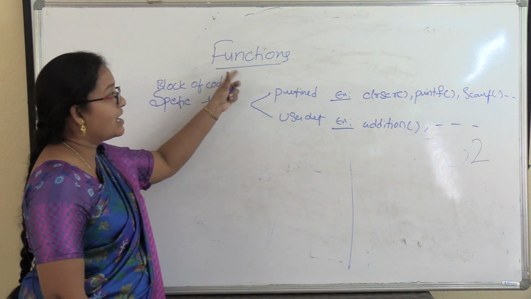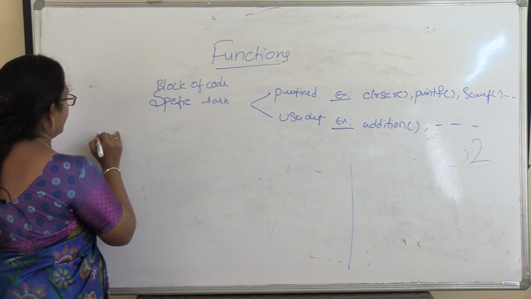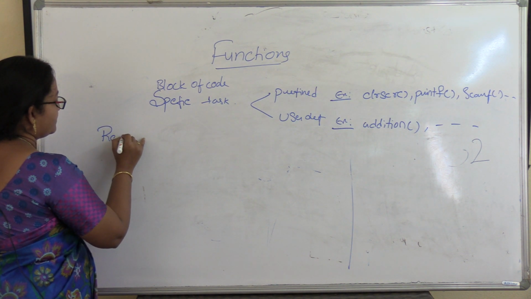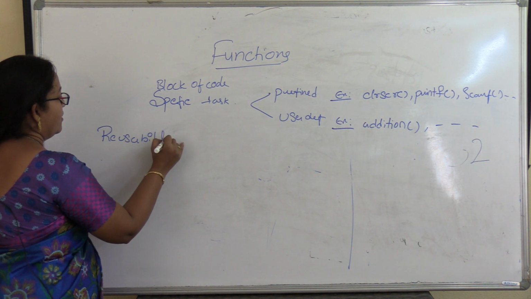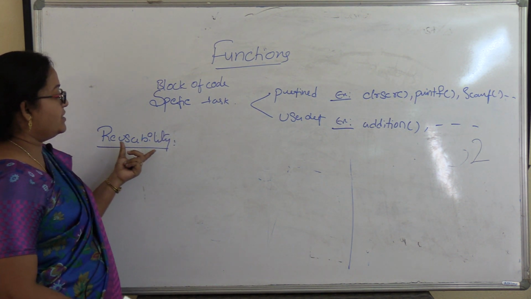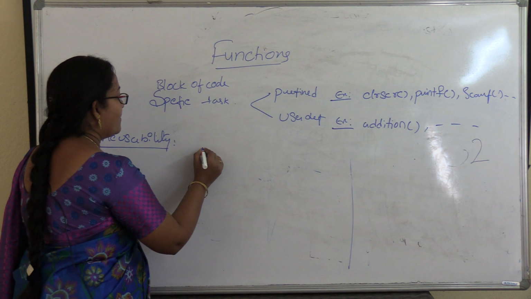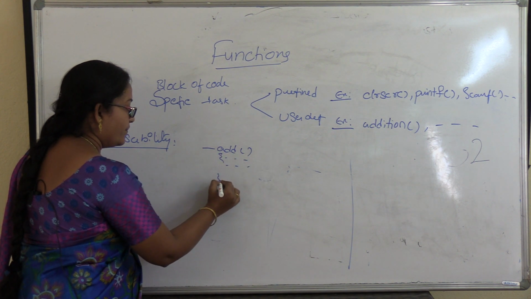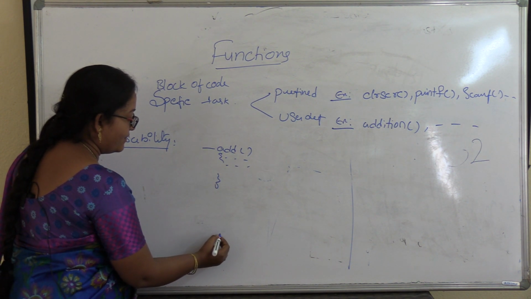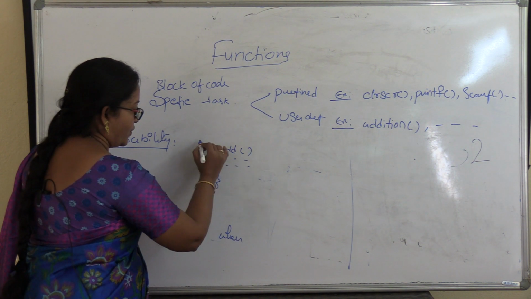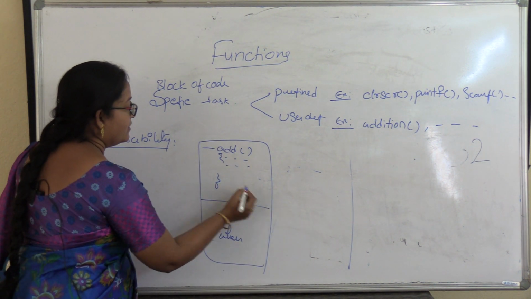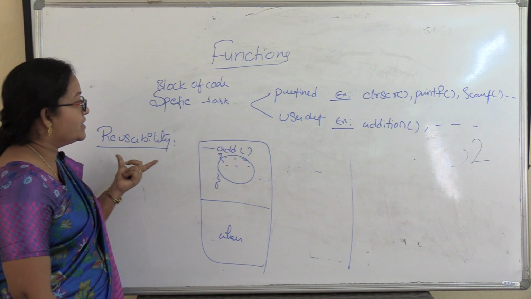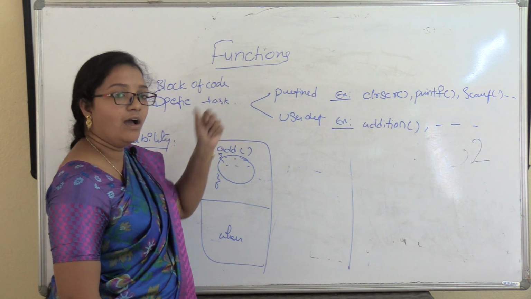Next, what is the use of a function? The main advantage of the function is reusability. What is reusability? We are writing some code here, and if that same code is required in another place in the same program, we need not write the code again. That is reusability. Reusability is the main advantage of the function.